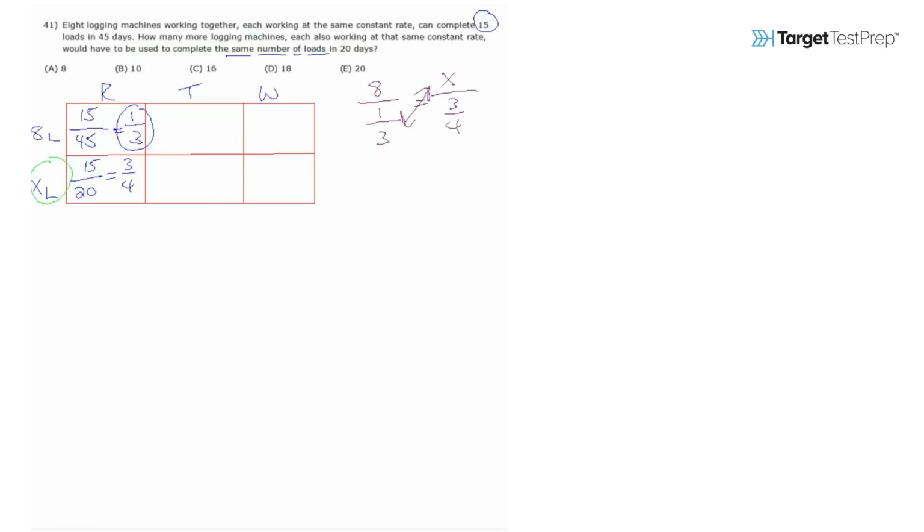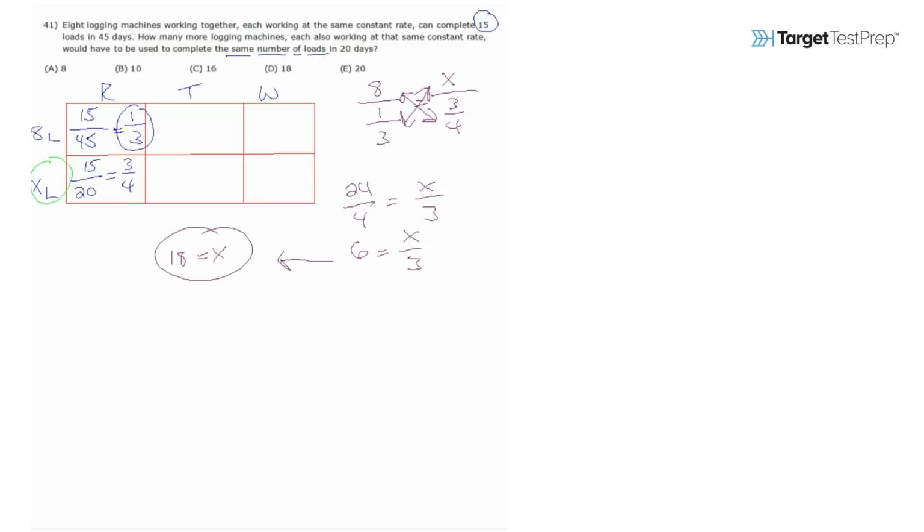I once again cross multiply, and I get 24/4 equals X/3. Of course, 24/4 is 6, so 6 equals X/3, and then if we move this over to the left, 18 equals X.